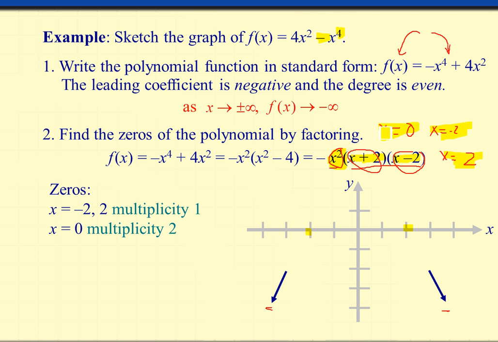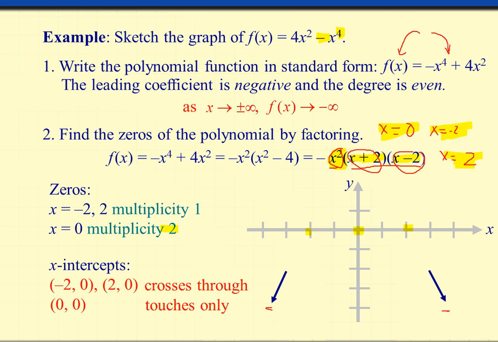But where we have the 0, x equals 0, that's going to be associated with an x-intercept that's right here. And because the multiplicity is 2, we're going to have something that looks like a little parabola right there. So we have the x-intercepts -2, 0 and 2, 0, and it just crosses right through. And at 0, 0, it touches only.